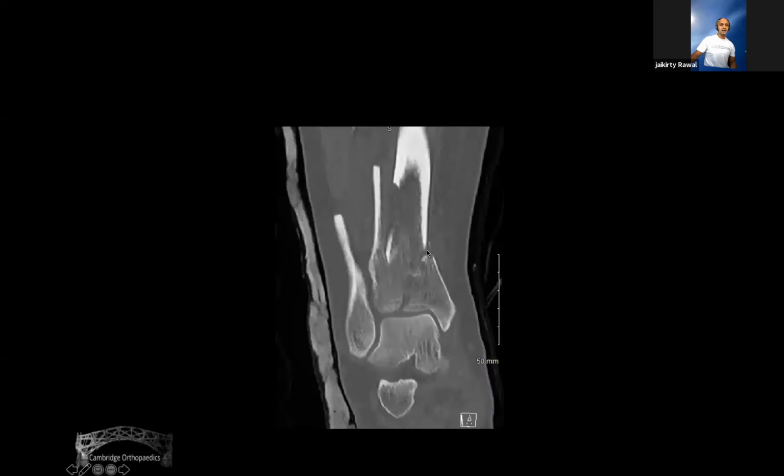Okay, so I would say that there's probably more than one way to skin a cat, but this would lend itself to a combined approach. Yeah, either posterolateral, posteromedial, or a direct anterior. So I don't think you're wrong in considering either.